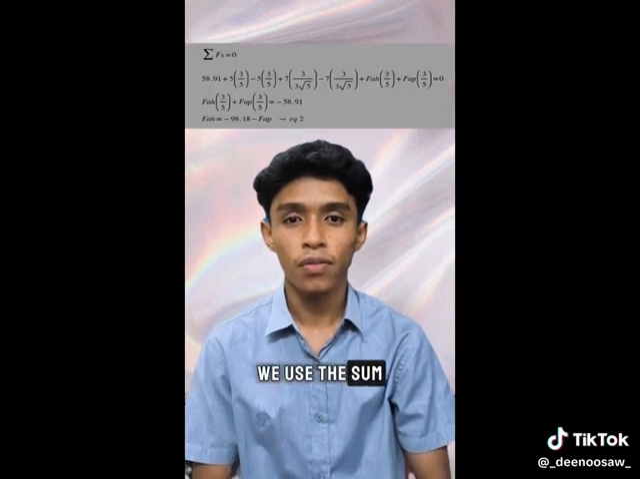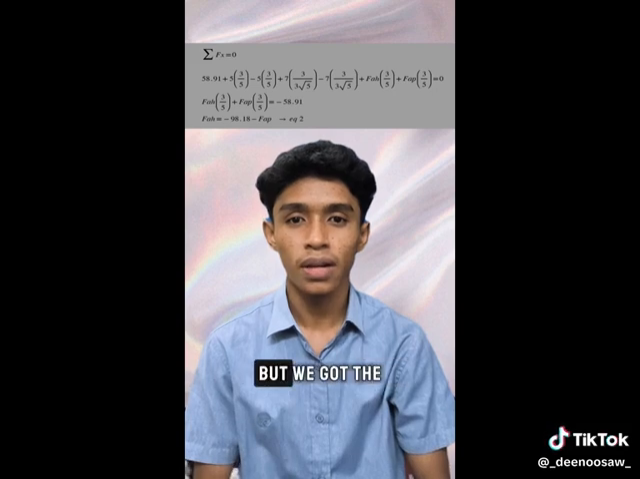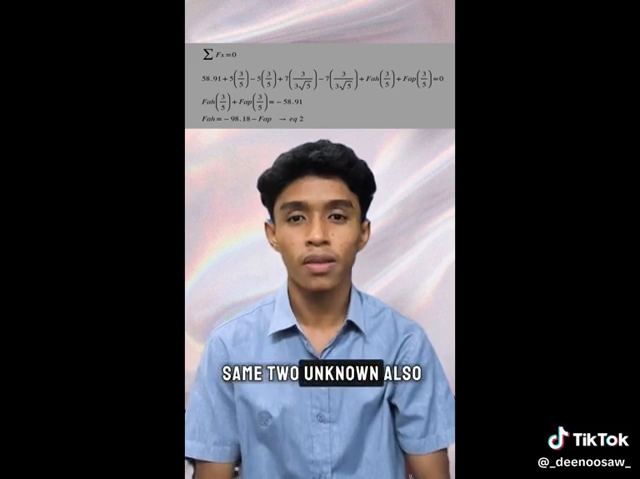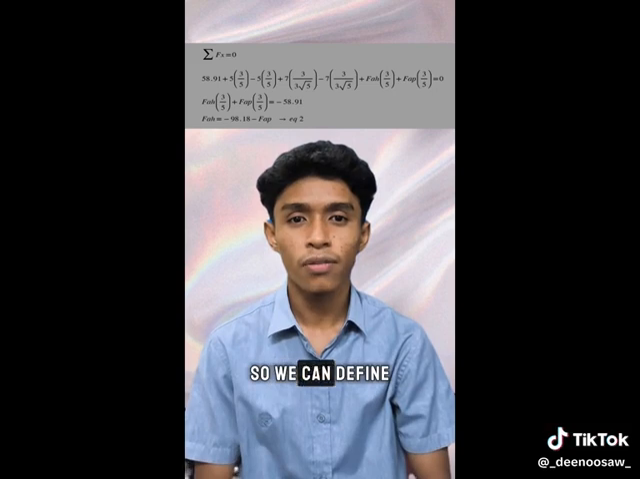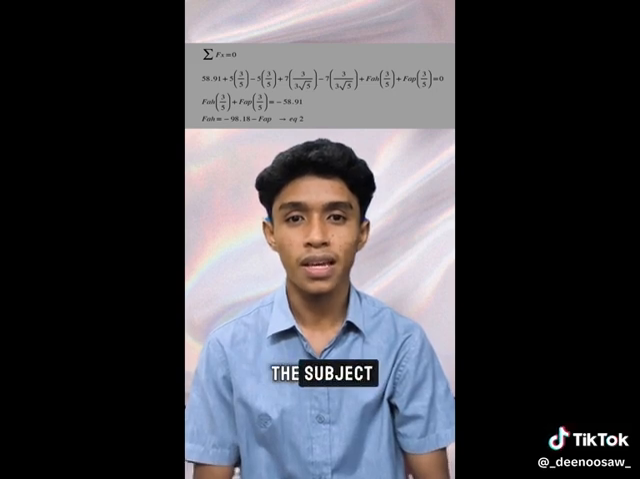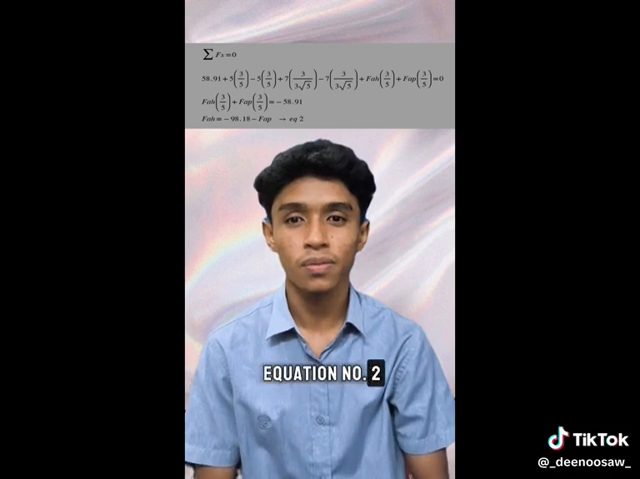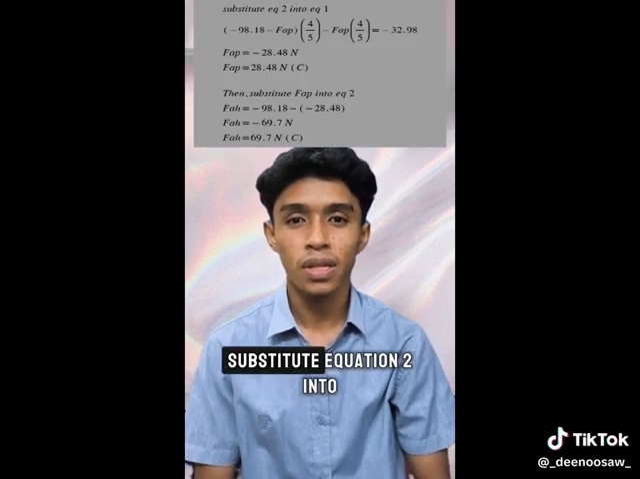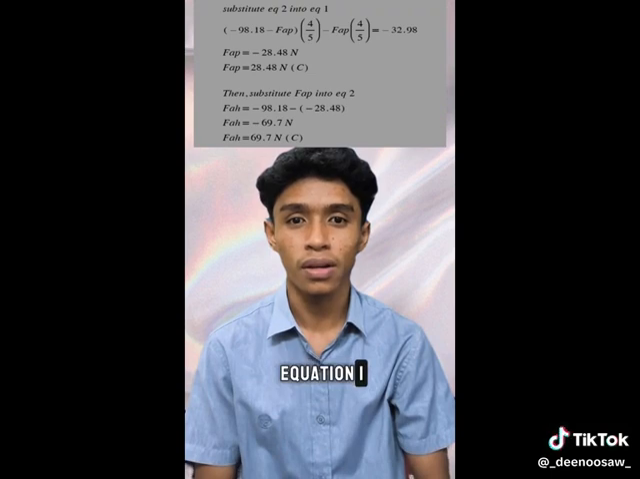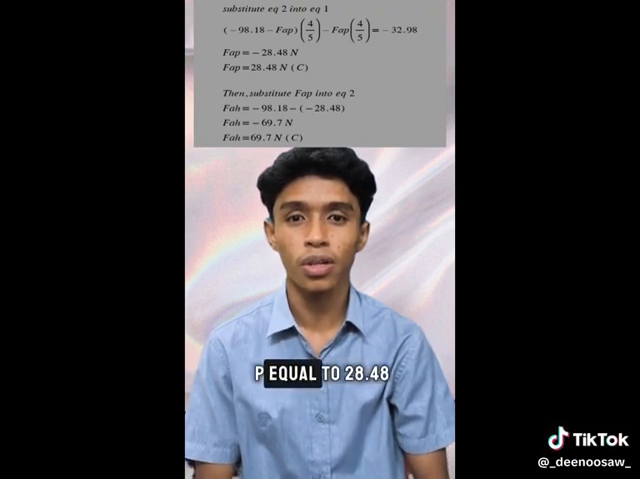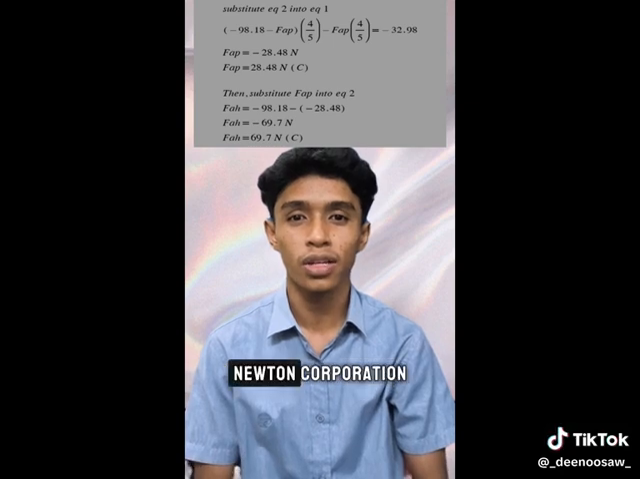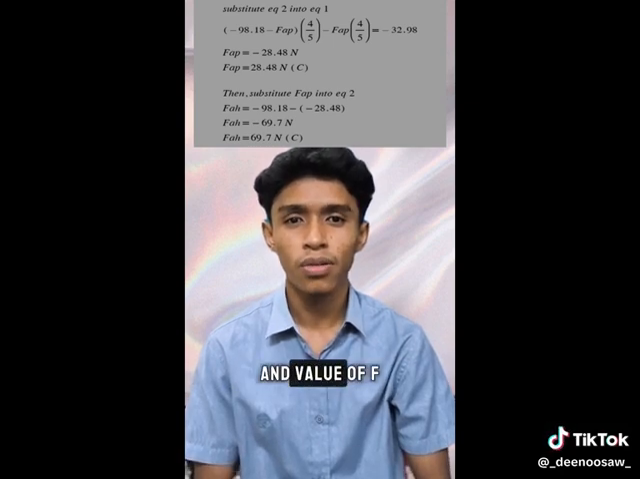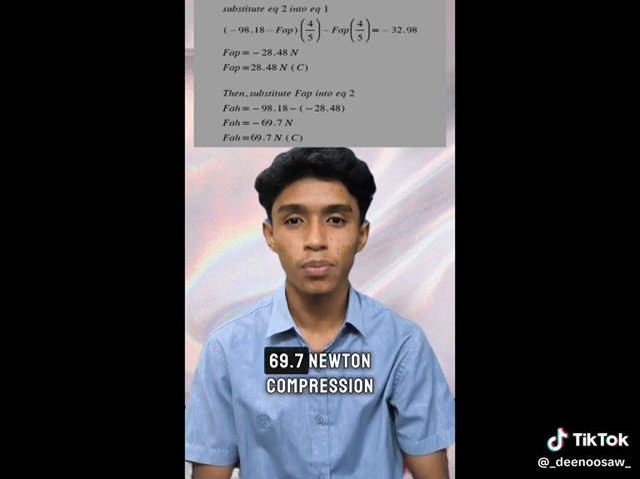We use the sum of Fx equal to 0, but we got the same two unknowns also. So we can define FAH as the subject and make it equation number 2. After that, we can substitute equation 2 into equation 1, and we get the value of FAP equal to 28.48 Newton compression, and the value of FAH equal to 69.7 Newton compression.